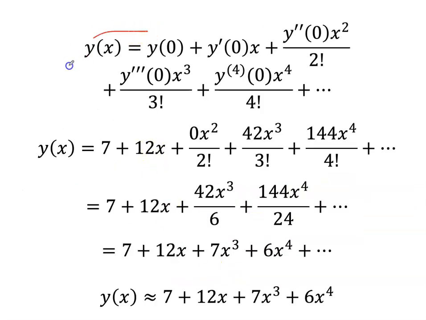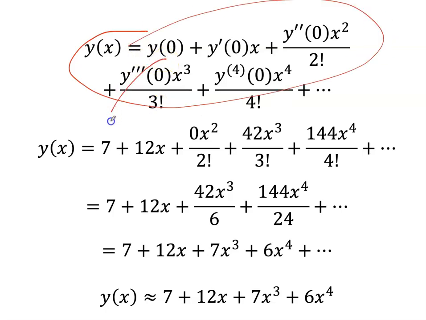That's all we need. So here again is the power series for y of x. Let's plug in what we know. y of 0 is 7. y prime of 0 is 12. Those were the initial values we knew. y double prime is 0. y triple prime of 0 is 42. And the fourth derivative, y quadruple prime of 0, is 144.